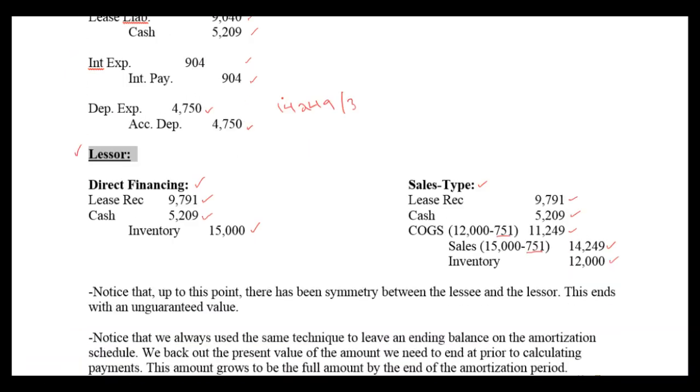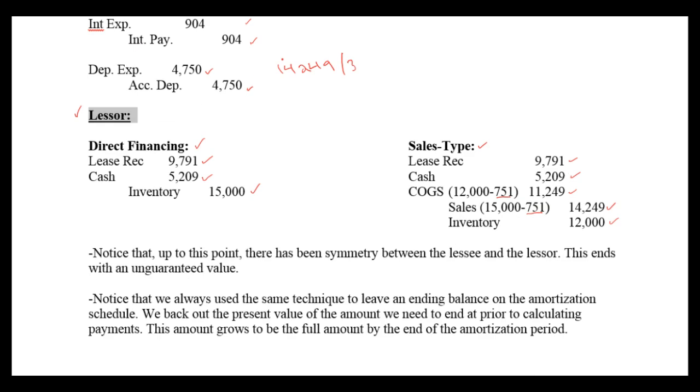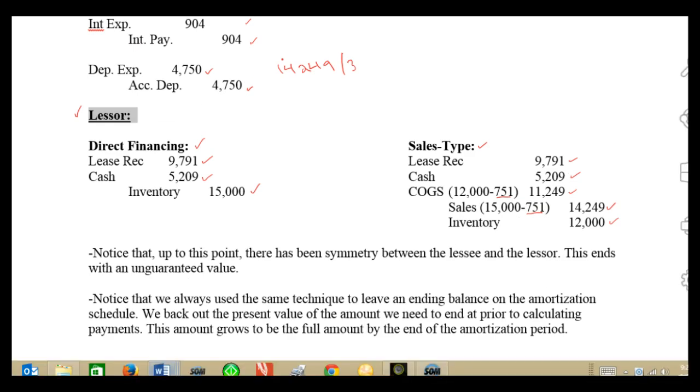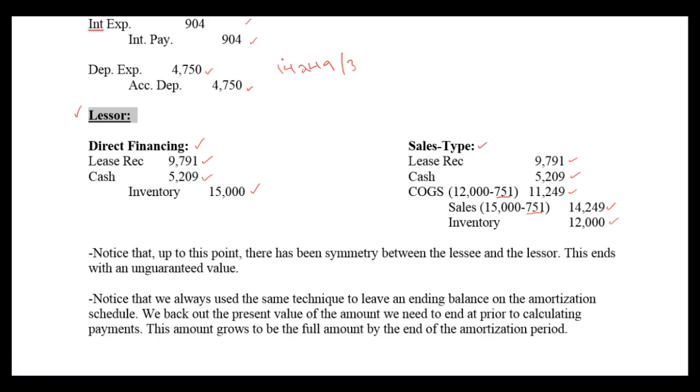Now, up to this point, there's been symmetry between the lessee and the lessor in accounting, meaning that they use the same receivables and payables. This ends when you have an unguaranteed residual value, but is in place at all other times. So that can help you remember this is the one that's kind of the odd man out.